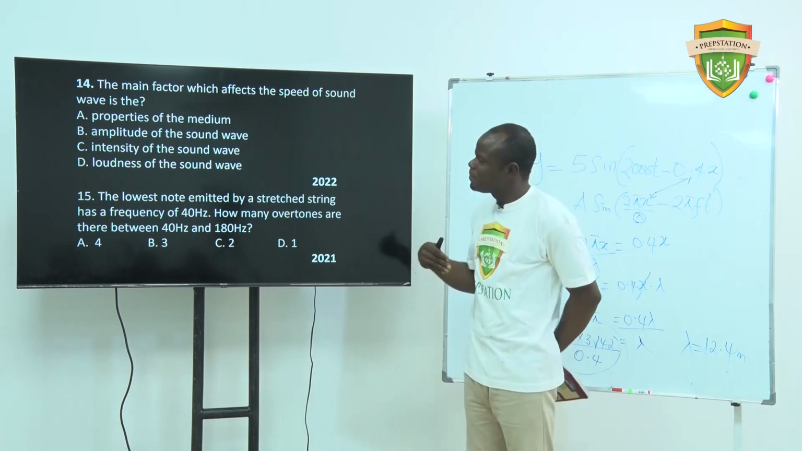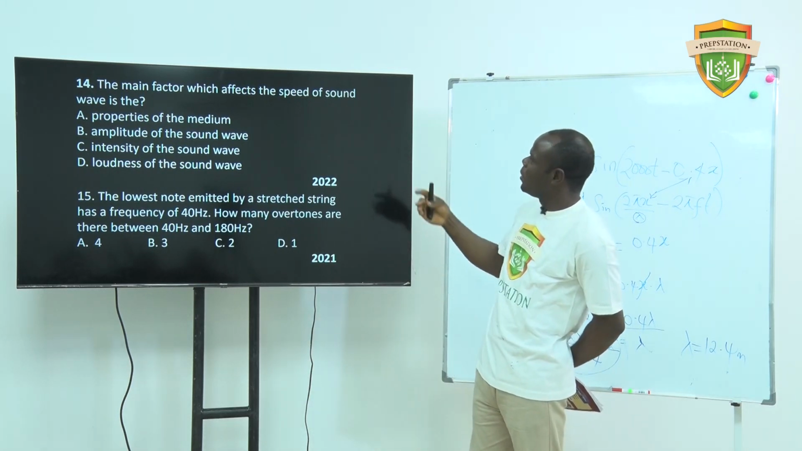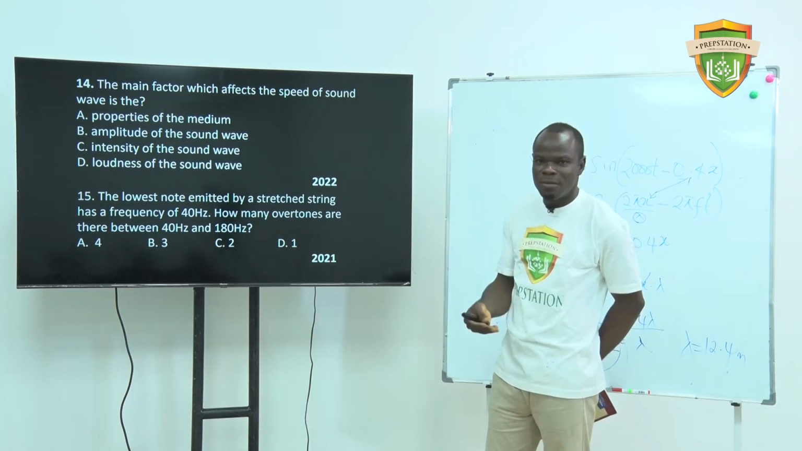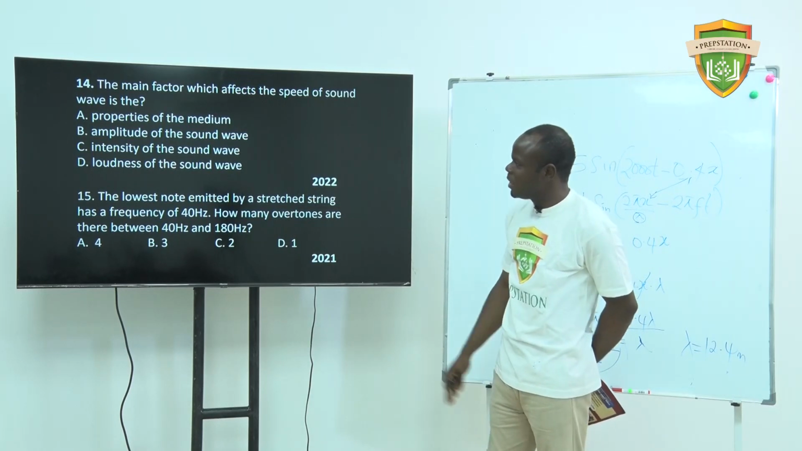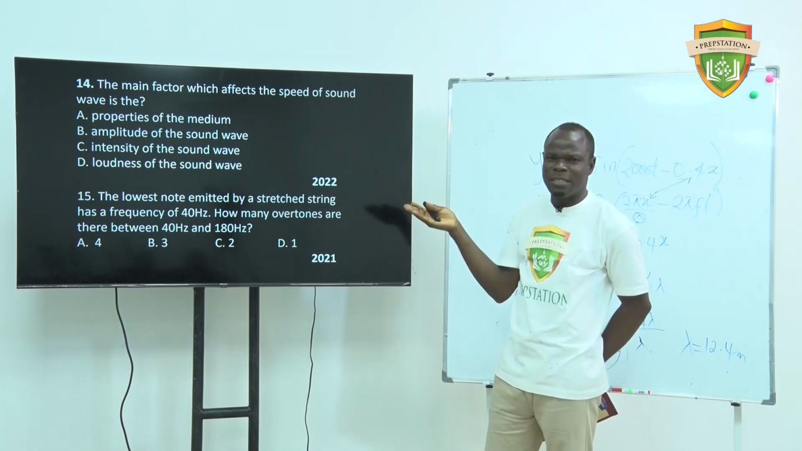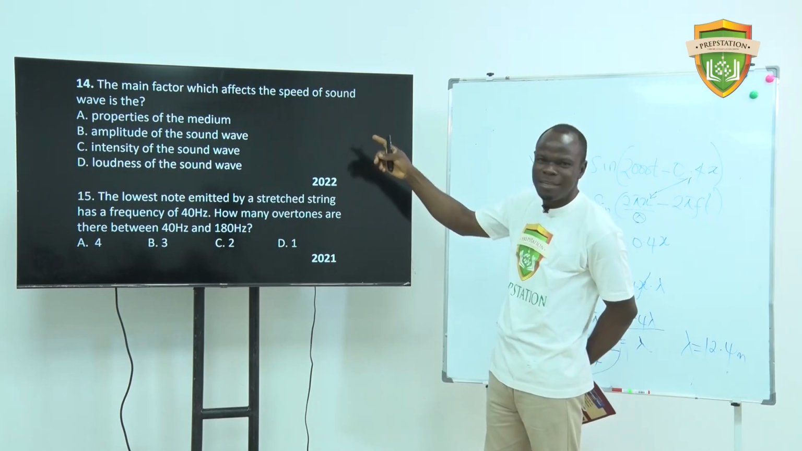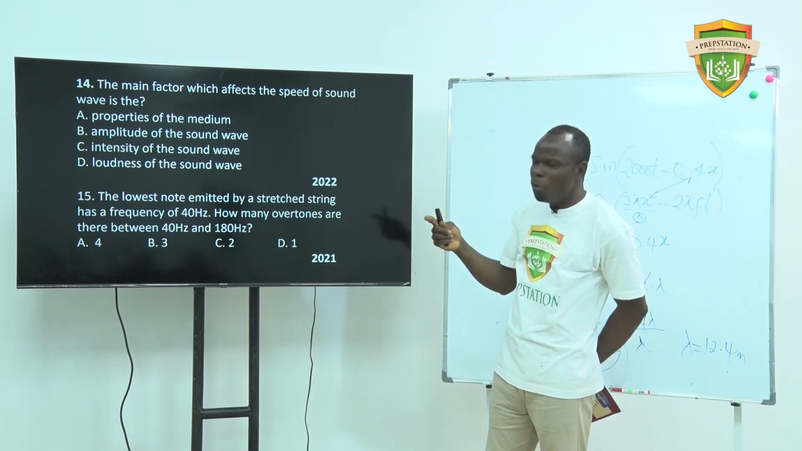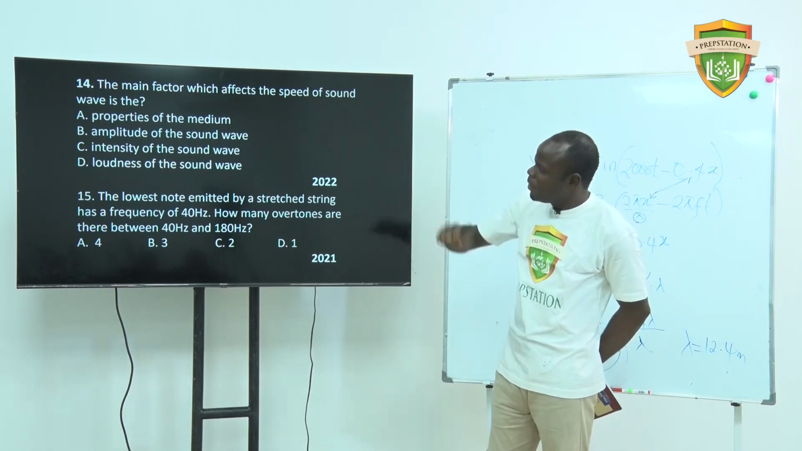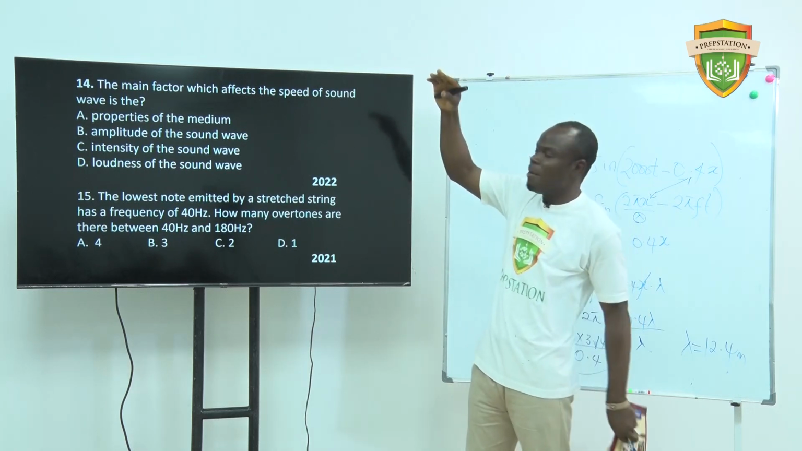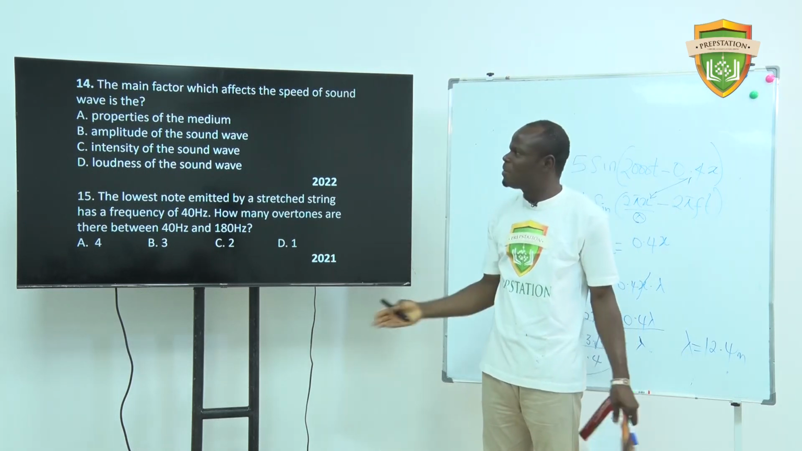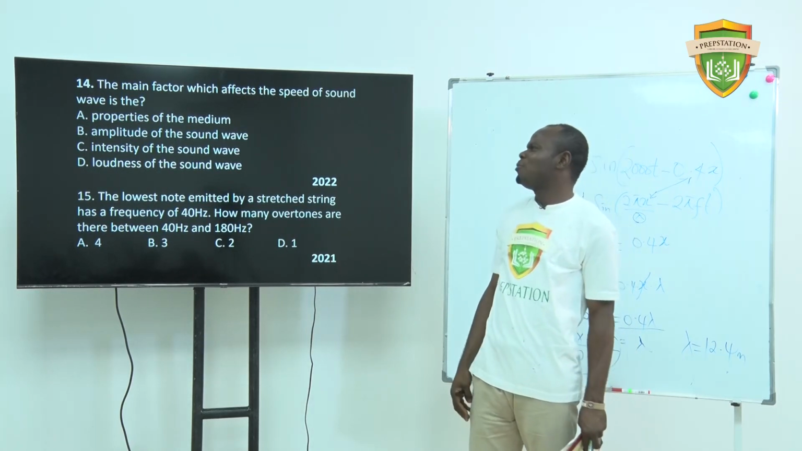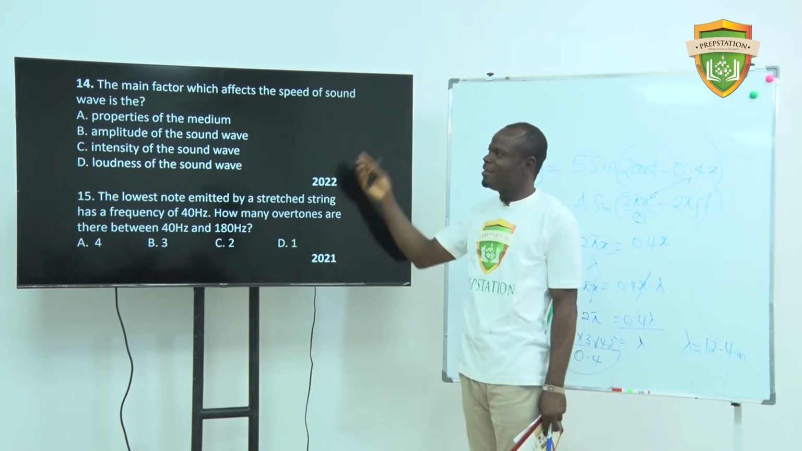I'll start from D. Loudness of the sound wave will not determine the what? The speed of the sound. It's just vibration that will define that. C. Intensity of the sound. That cannot determine the speed of the sound. Okay? Amplitude. No. Some of these instruments can have high amplitude, but in a short while it drops down. Definitely it cannot determine the speed. So the answer that you should be looking at on the board is option what?